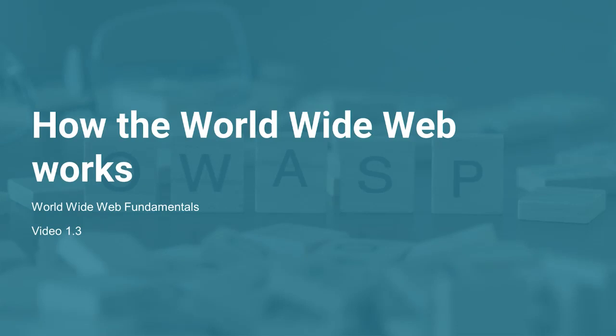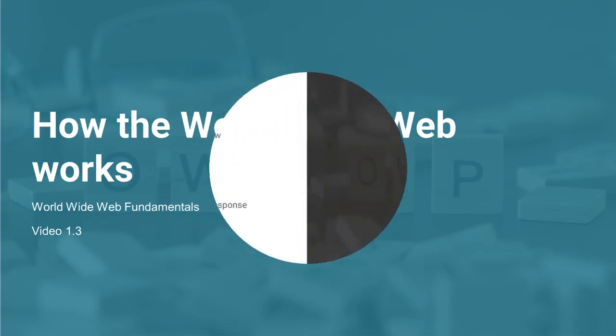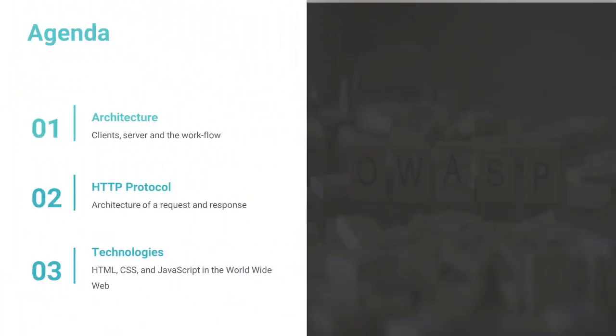Welcome to the third and last part of World Wide Web Fundamentals session. In this last part, we will discuss what happens behind the scenes since you type a website address into your browser's address bar until the content gets rendered on the screen. We will focus the World Wide Web architecture, clients, server, and the workflow. We will then look to the HTTP protocol in detail, and close the session with a brief overview of core web technologies.